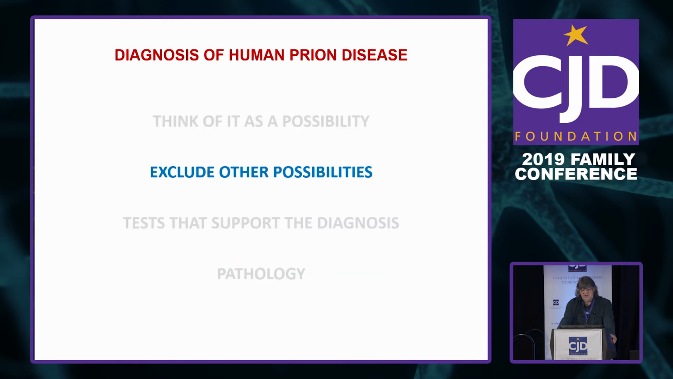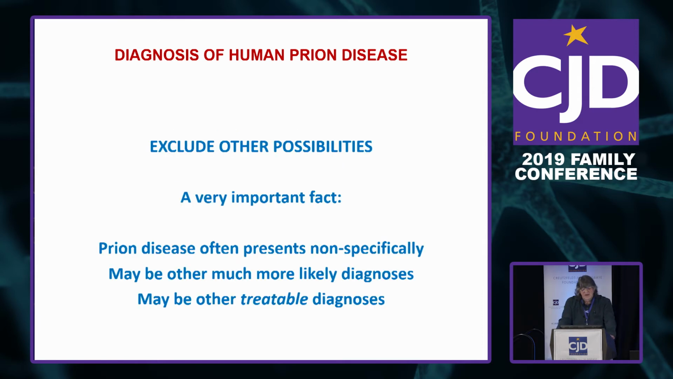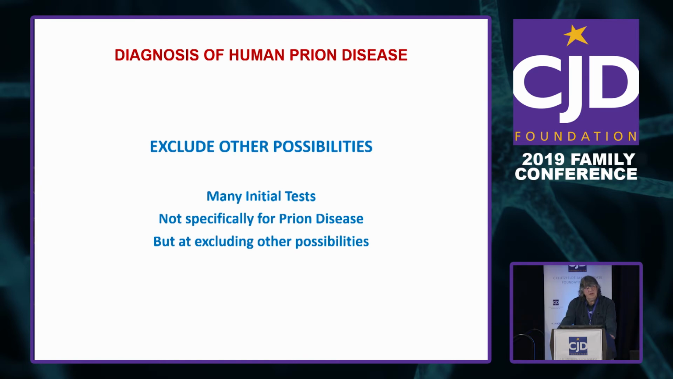Exclude other possibilities. Well, a very important fact is that prion disease often presents non-specifically. The way it presents is the way many neurological diseases present, and there may be many other much more likely diagnoses, some of them even treatable when people first present. And many initial tests that are done are not done specifically for prion disease, like an MRI or lumbar puncture. They're done initially to exclude other possibilities rather than diagnose prion disease.